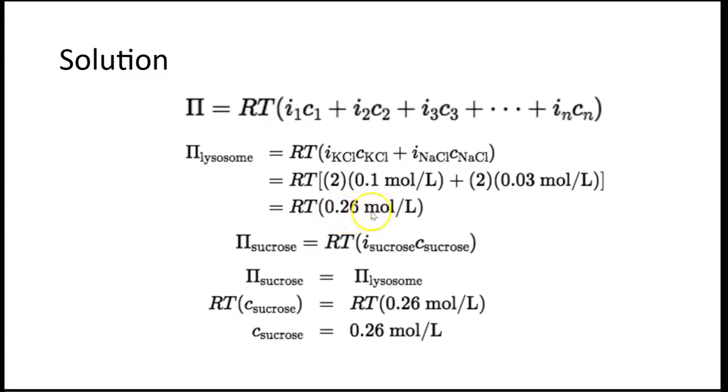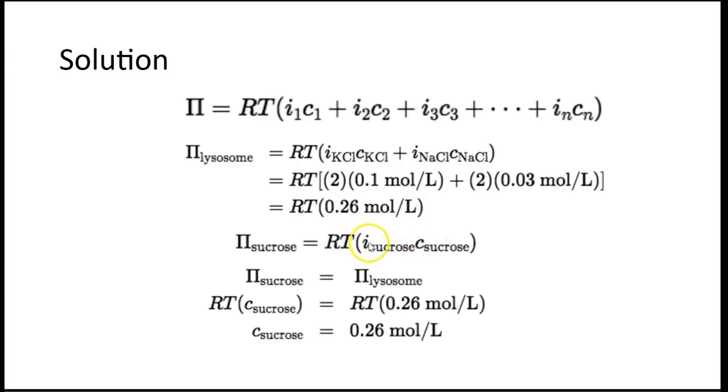Right now, this is as far as we can go because we have the gas constant and the temperature, and we just did the math to get this new molarity of 0.26. Now we need to find the osmotic pressure for sucrose. With the osmotic pressure equation, we don't know the concentration of sucrose, which is what we're trying to find.